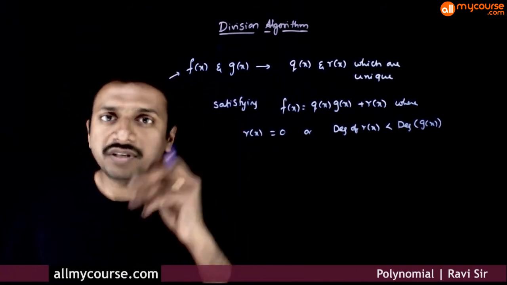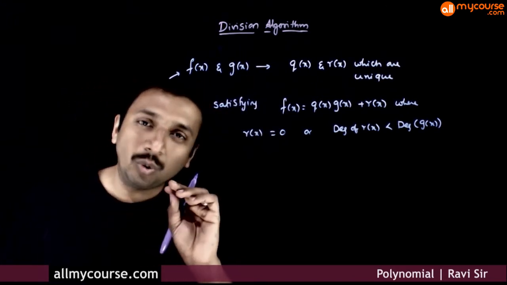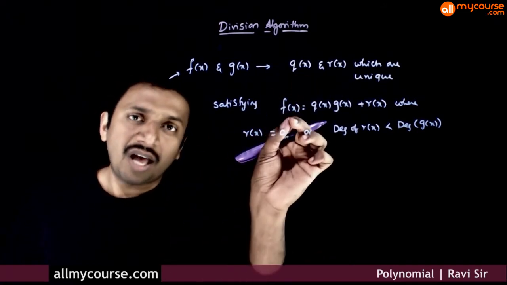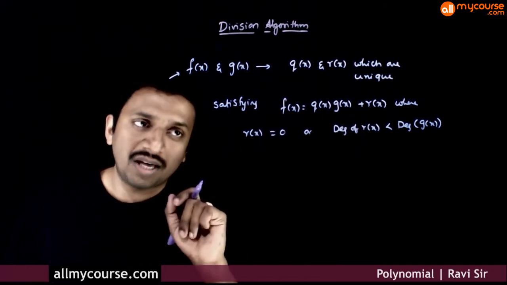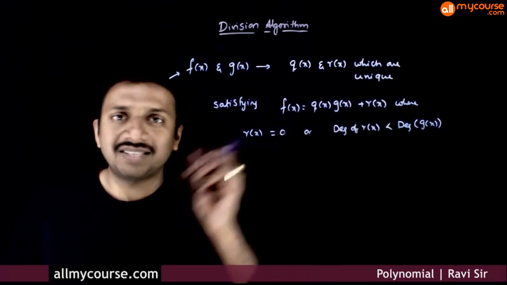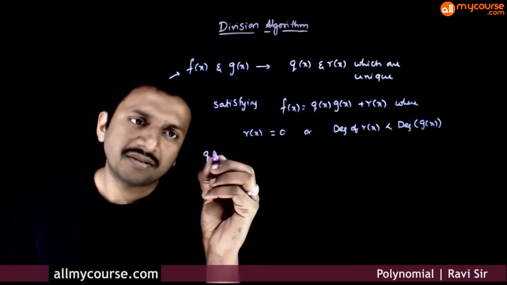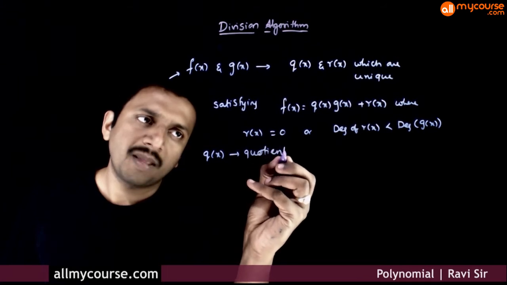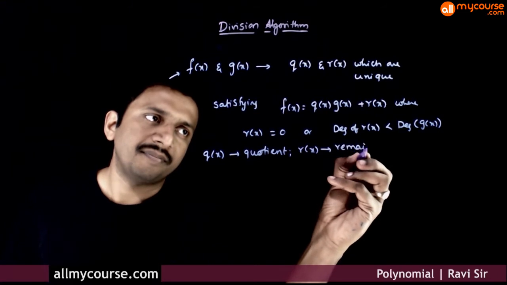If f of x and g of x are two polynomials, corresponding to these two polynomials there exist two unique polynomials q of x and r of x such that f of x is equal to q of x times g of x plus r of x, where r of x is either equal to 0 or the degree of r of x is less than degree of g of x. And this q of x is called the quotient and this r of x is called the remainder.